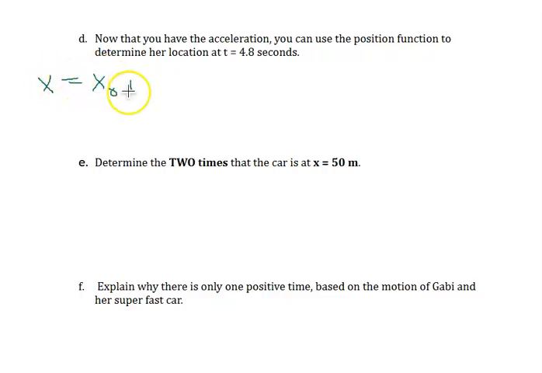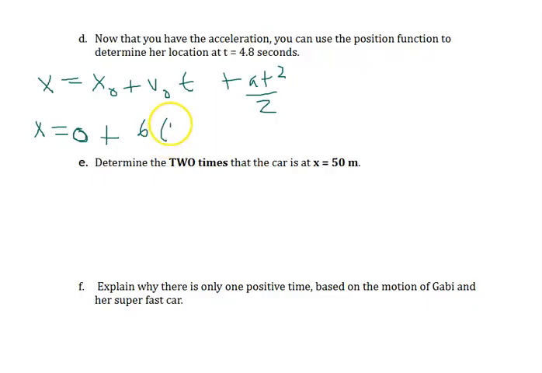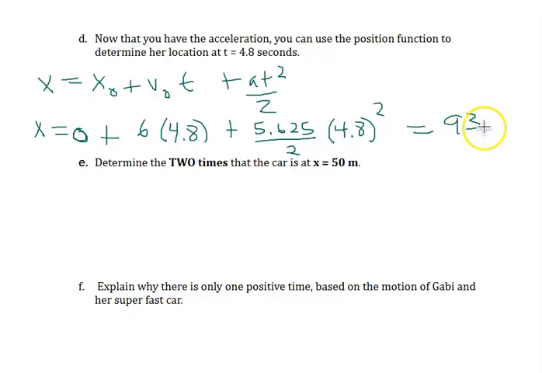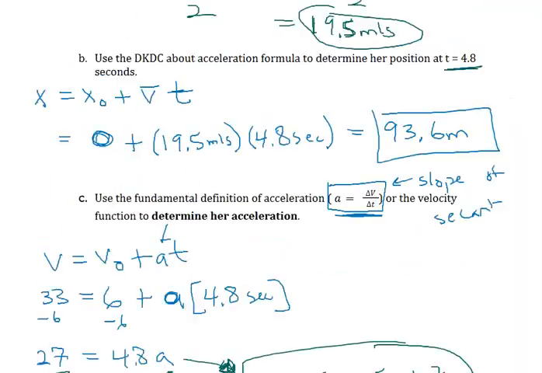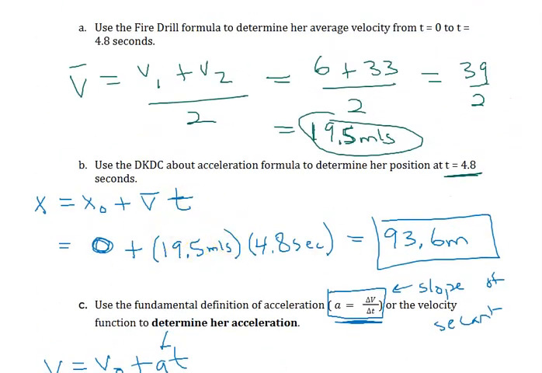So x equals x naught plus v naught t plus at squared over 2. She did not have a head start in location. She started out going 6 meters per second for 4.8 seconds. She was speeding up at a rate of 5.625. Don't forget to divide by 2. And that 4.8 is squared. Okay, when you evaluate that in your calculator, you get 93.6 meters. Check. That is what we got using don't know, don't care about acceleration.